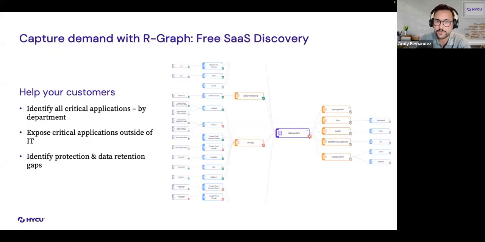So the first thing that we offer within HYCU, and everyone's going to see a live demo of this, is being able to capture demand and help customers solve this problem with free SaaS discovery. What do I mean by this? Being able to actually use Okta or Azure AD to crawl the directory and identify all of the SaaS applications, the cloud services in use, and actually help expose all total sources and tell you, here's how many critical applications you have. Here is how many are outside of IT, by the way, by department. And then here's the ones that don't have any native backup and recovery. And I'm actually going to show you this in the demo as well. And everyone will leave this call with free access to this service as well.